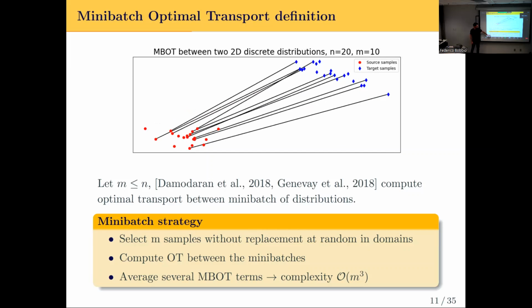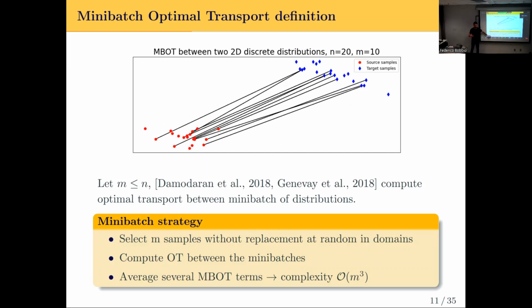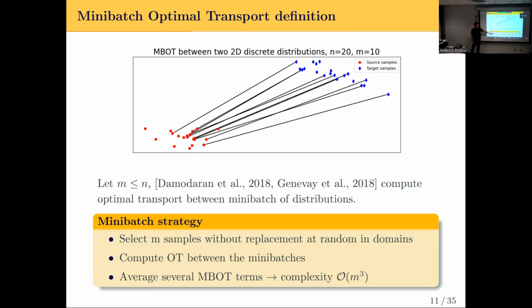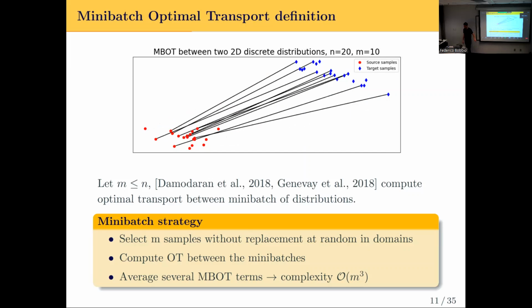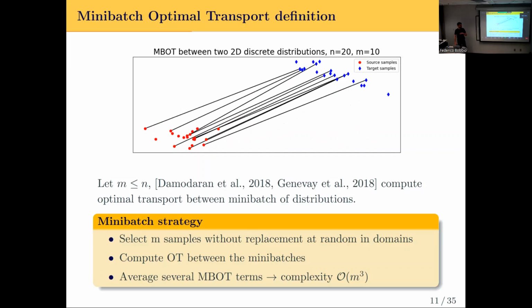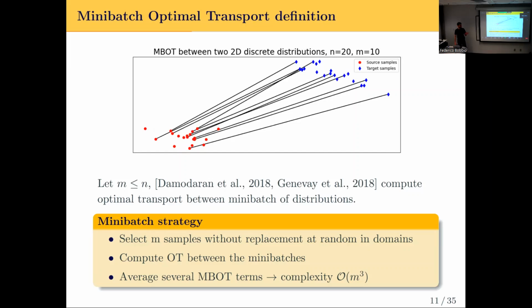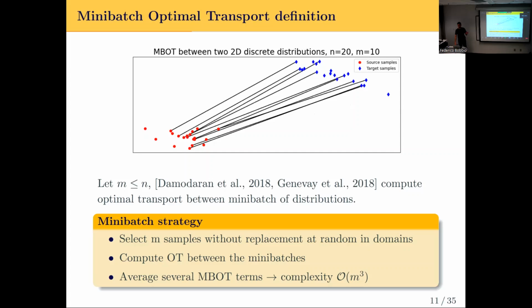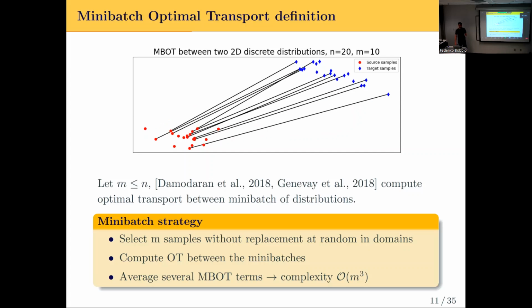You can also average several minibatch optimal transport terms, as you can select many minibatch couples. But the complexity now is cubical in the minibatch size. So going back to a problem with millions of images, now using minibatch OT, we have a computational complexity of, say, 500 cubed if that is your minibatch size. So it's really lower.